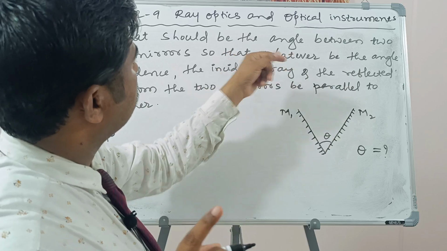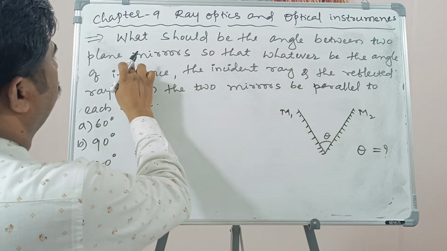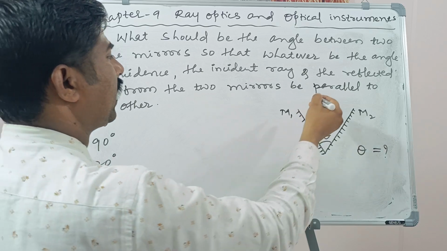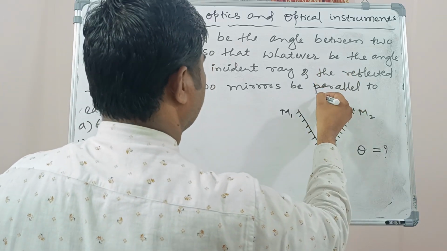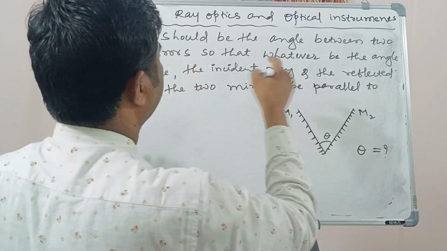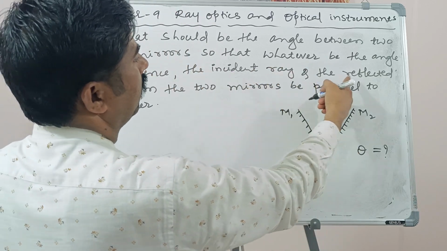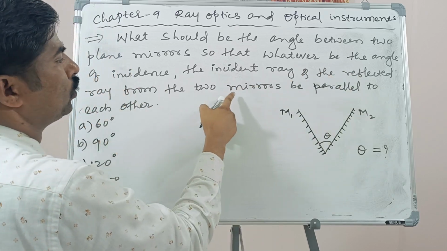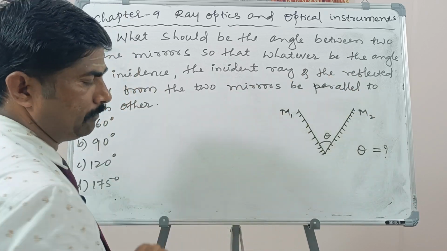What should be the angle between the two plane mirrors so that whatever be the angle of incidence, your angle of incidence may be any kind, your incident ray in any way, like this or like this, whatever may be the angle of incidence, then the incident ray and reflected ray from the two mirrors be parallel to each other.